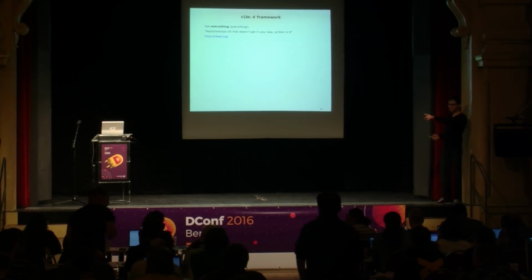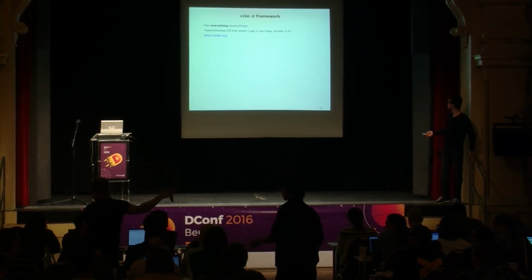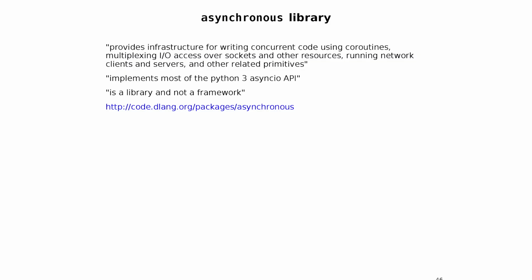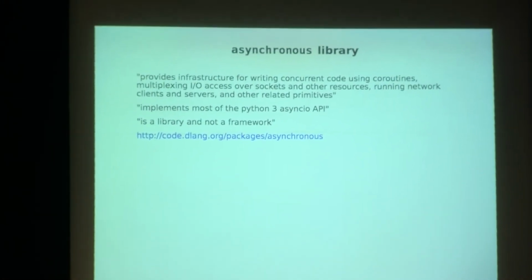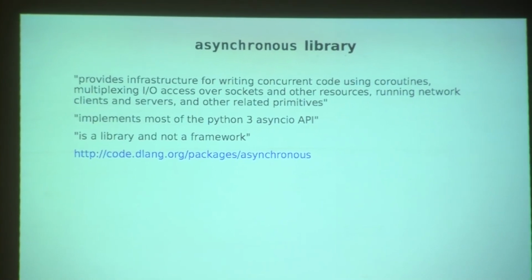Thank you. And if you could give the microphone to Dragos, please, because the next one is about asynchronous, which is, again, available on code.dlang.org, with some differences from vibe.d. Dragos, please. Yeah, actually, I implemented this because of 3 reasons. It's actually a port of the Python 3 asynchronous library. It's a very nice API that's really easy to use.